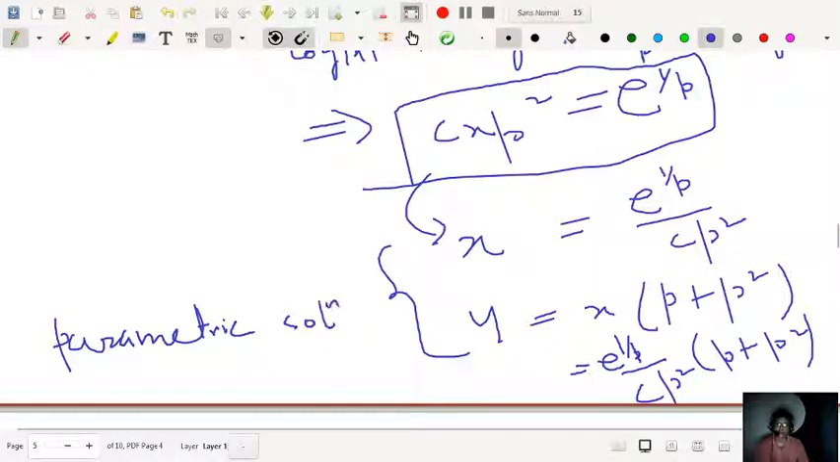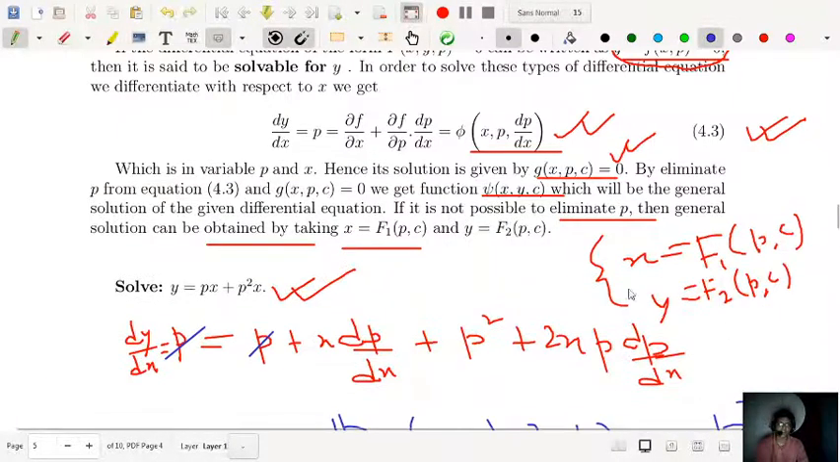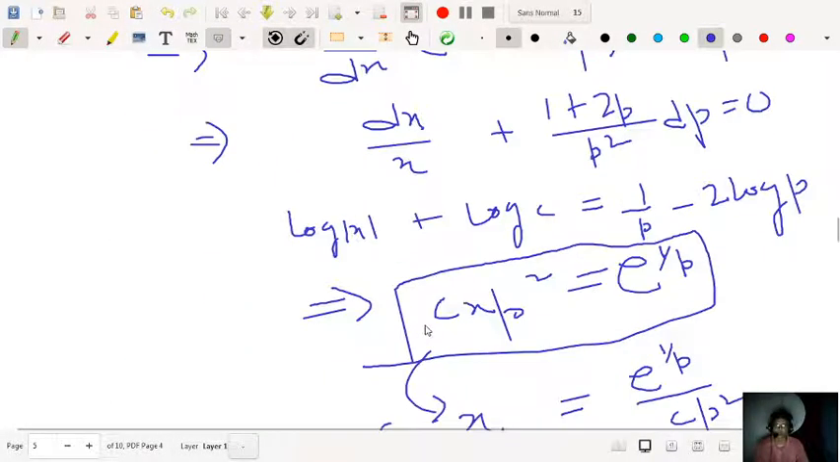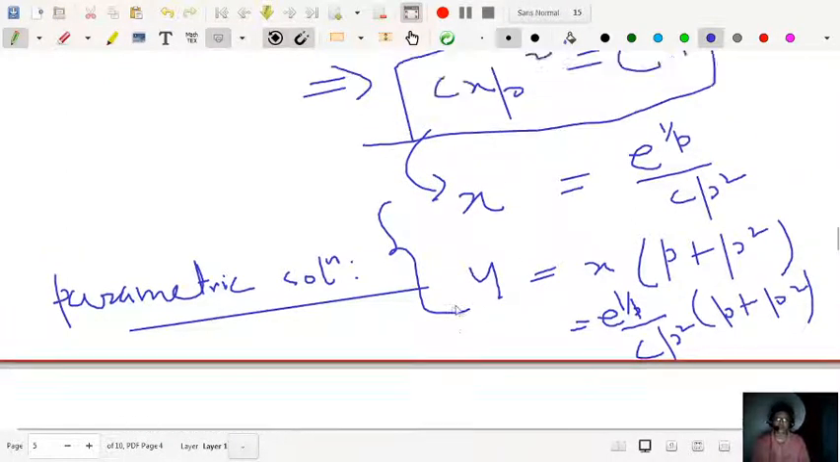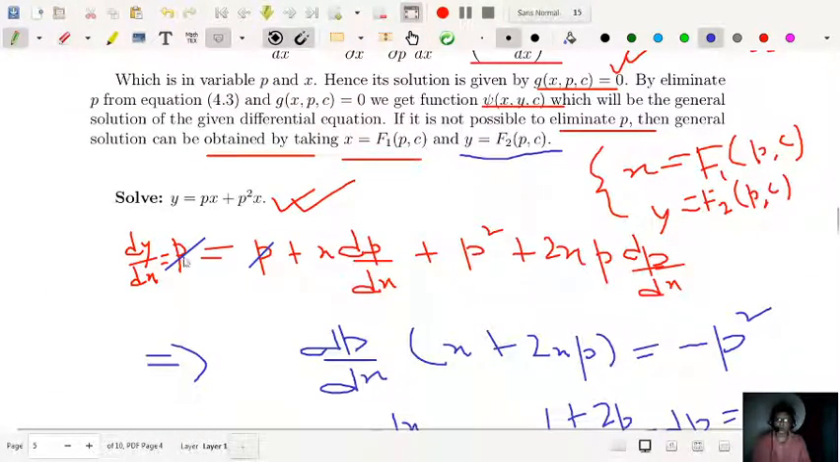Parametric solution. Okay, this together gives you the parametric solution. I have explained that if you cannot eliminate p, then x is a function of p and c, and y is a function of p and c. This together will give you the general solution, and more precisely we can say it is the parametric solution if you can't eliminate p. So this is the method here.